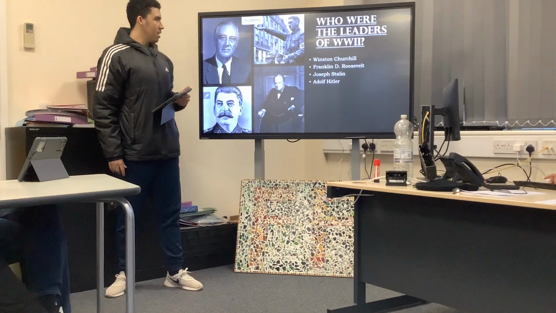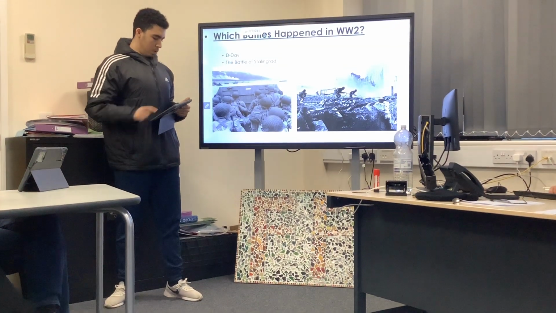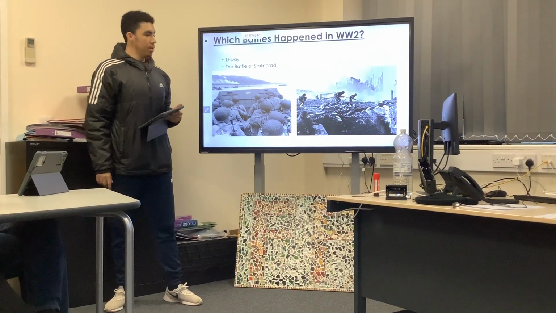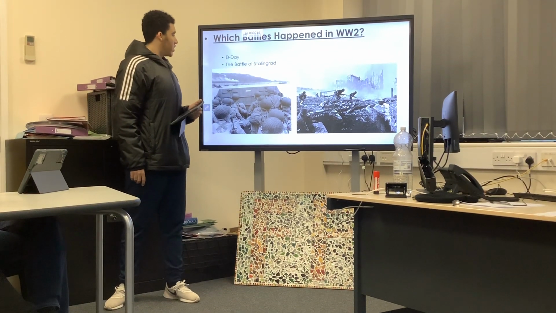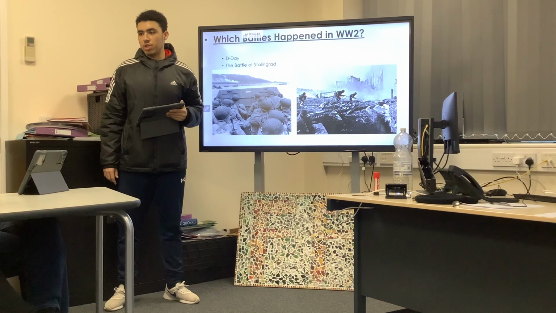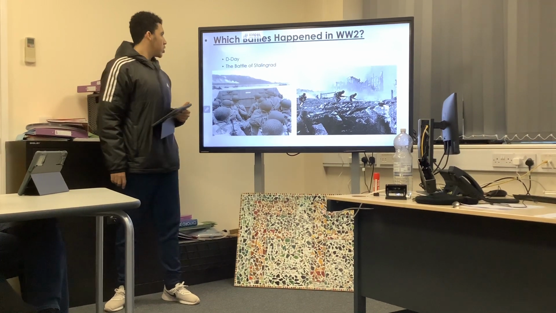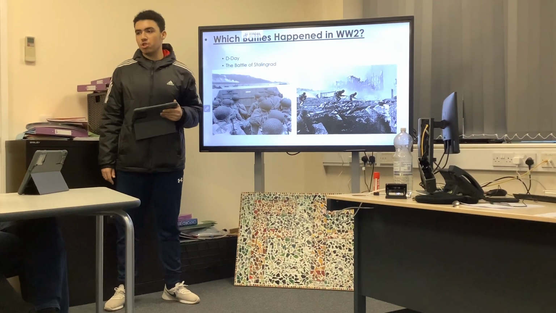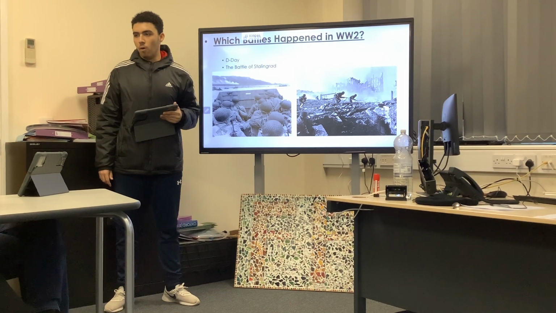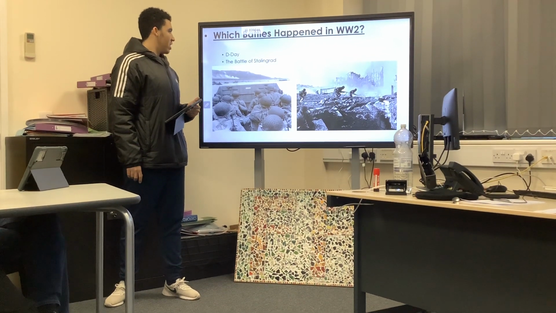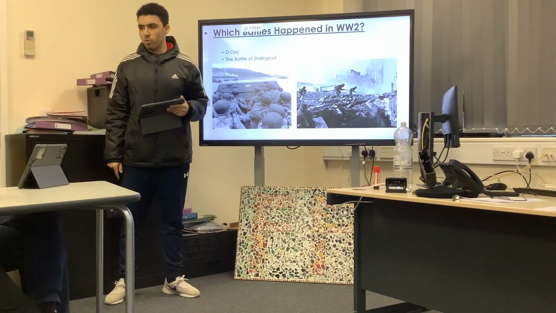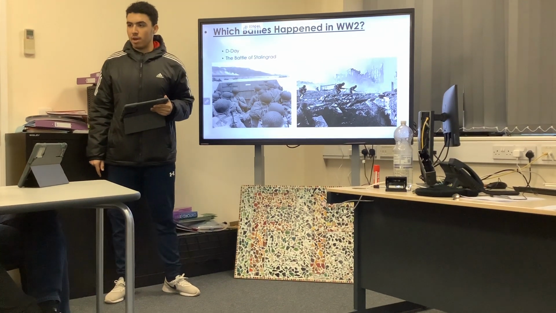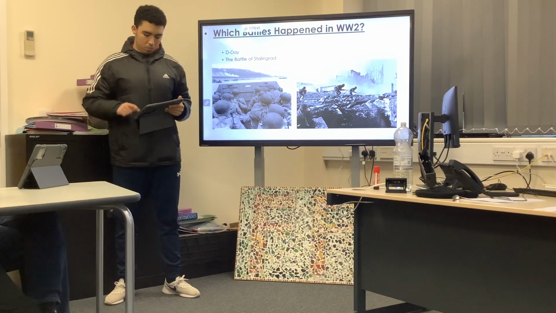Next slide, please. Which battles happened in World War II? So these are the two major battles which happened during the war. So we have D-Day, which happened on the 6th of June 1944, and then we have the Battle of Stalingrad, which went on from the 17th of July 1942 to the 2nd of February 1943.